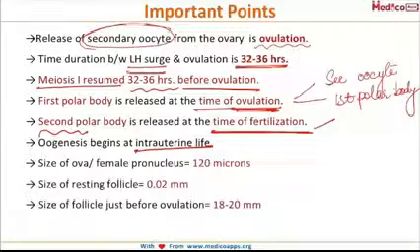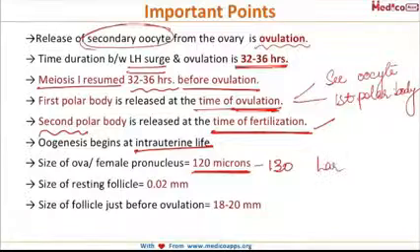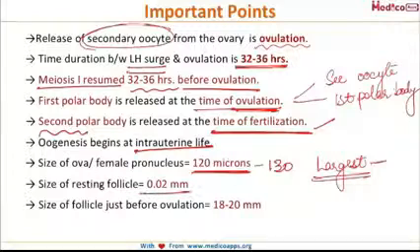Number 1, the size of the ova or the female pronucleus. It is 120 to 130 microns, and mind you, this is the largest cell in our body. Okay, the largest cell in our body is the female pronucleus. Now what is the size of the resting follicle? It is somewhere around 0.02 mm. At what size does the follicle ovulate? It is 18 to 20 mm.